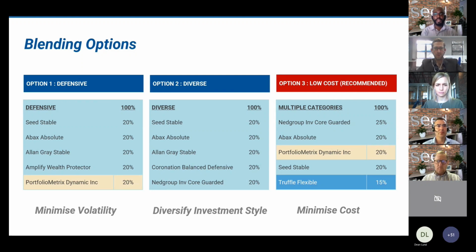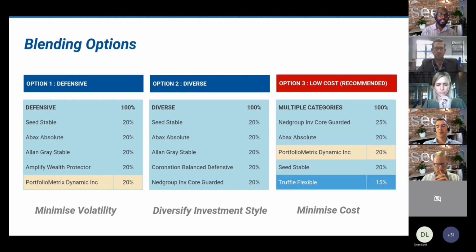You can also diversify across investment styles, and you can also minimize the cost just based on the different cost strategies of the funds. So on the shortlist, we've given you 3 different blends that you can look at. But the additional thing that you can see in the blending options is that in certain instances we can include funds from different categories.